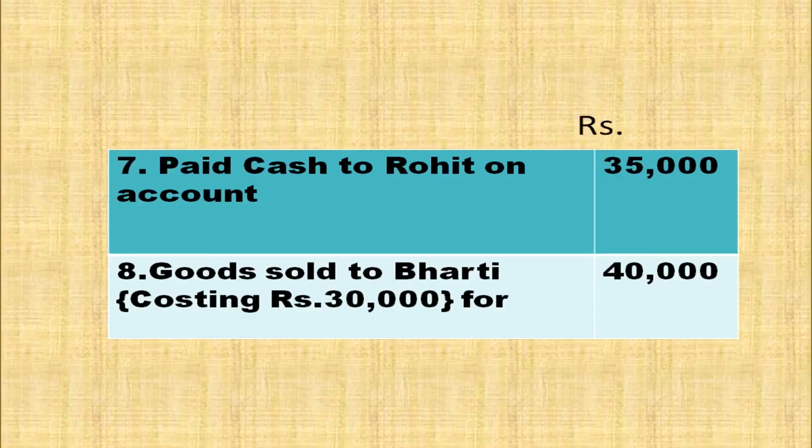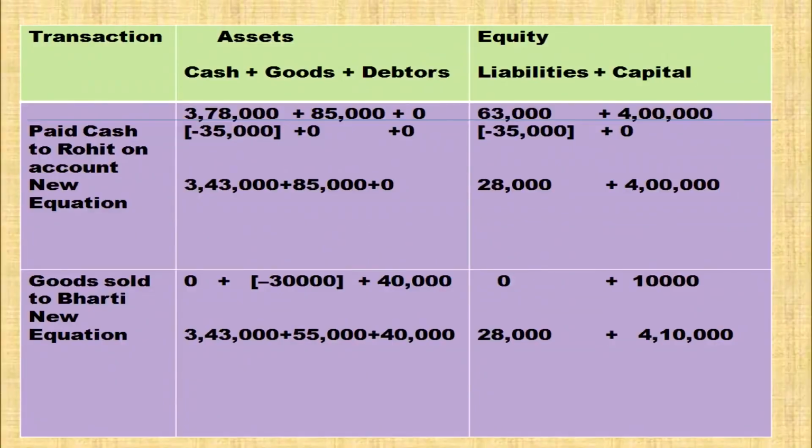Then paid cash to Rohit on account 35,000. Goods sold to Bharti, cost price 30,000. It is sold for 40,000. The effect of the transaction in the accounting equation is like this. Paid cash to Rohit on account. Cash minus 35,000 is going from the business. Liability is decreasing by 35,000, so deducting from the liabilities minus 35,000. The new accounting equation is cash 3,43,000 plus goods 85,000 equals liability 28,000 and capital 4 lakh, that is 4,28,000 on both sides. The accounting equation is satisfied.